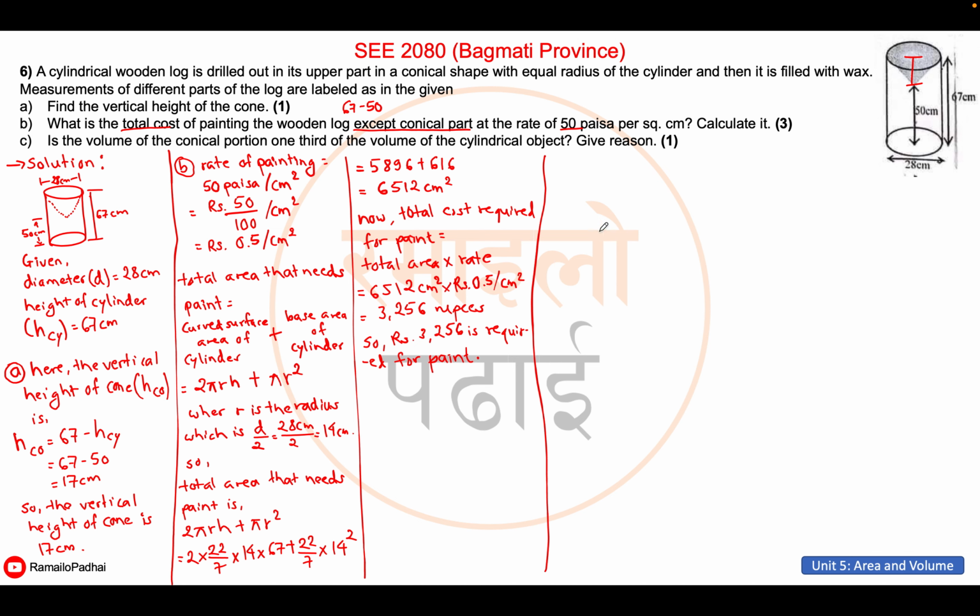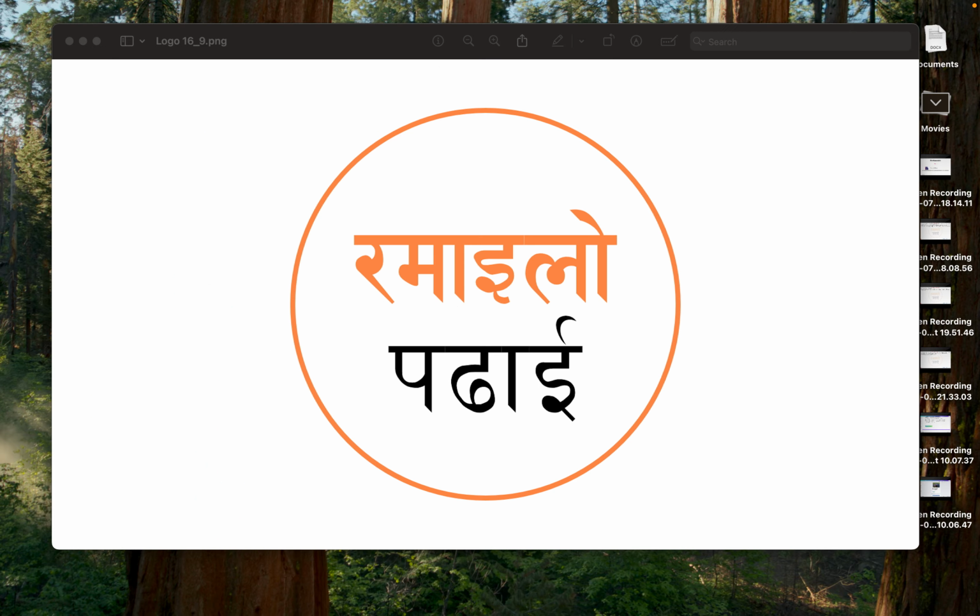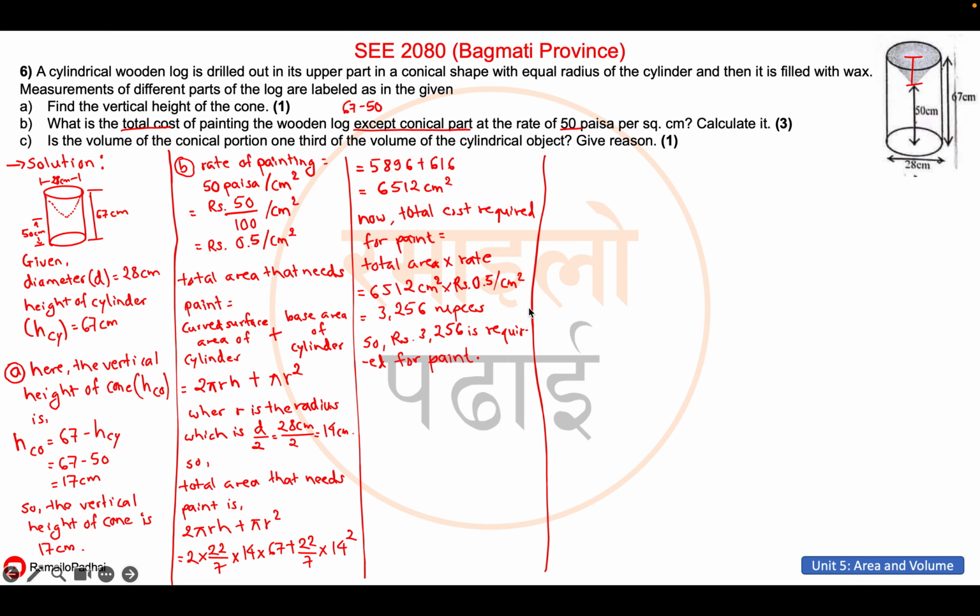Okay, the computer is getting hang, so I will just fix it and then we will continue our solution. So now we have solved up to B. Now we are moving on to C. In C, is the volume of conical portion 1/3 of the volume of the cylindrical object? We will tackle this in a conceptual way.